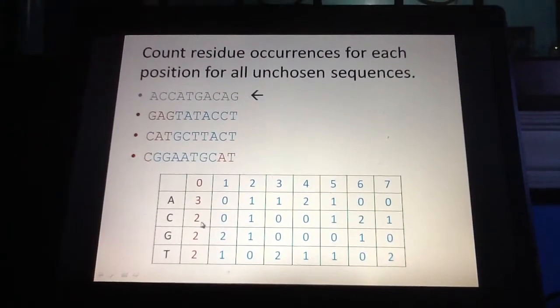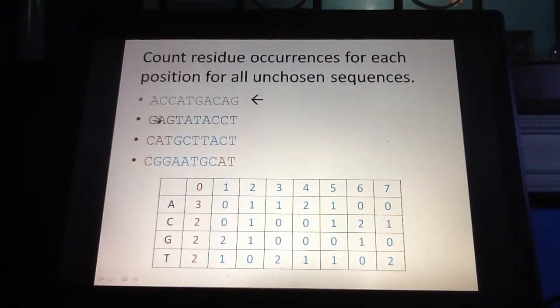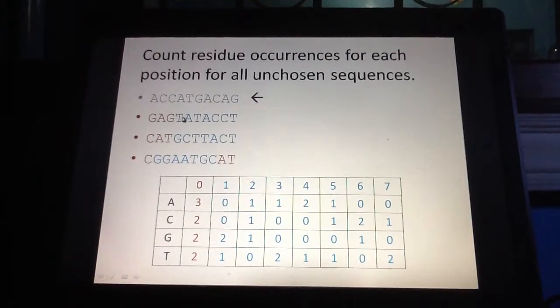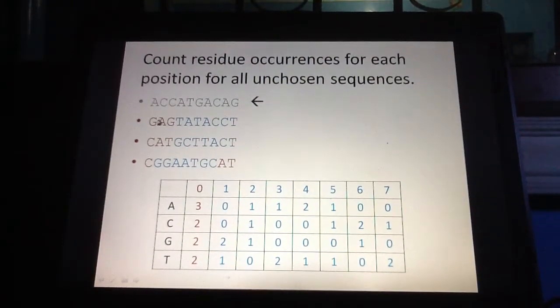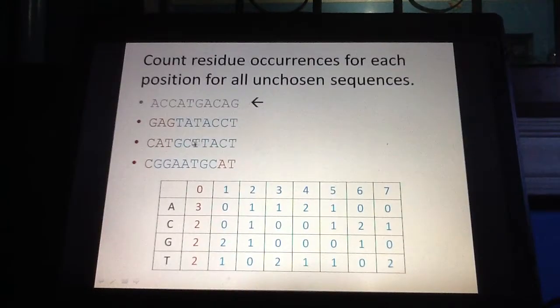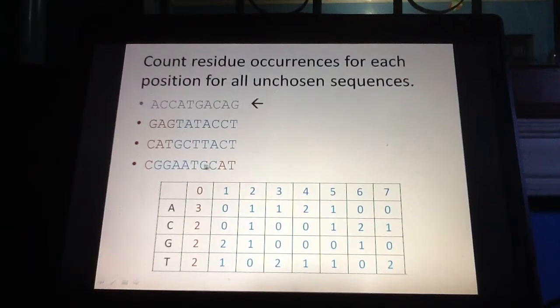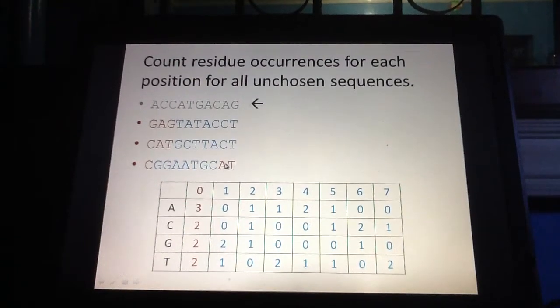And how you do it is you consider the parts of each unchosen sequence which are not part of the motif. So for instance, for the second sequence here, this is randomly chosen as the motif position, and these are not part of the motif. For the third sequence, this is randomly chosen as the motif position, and this part is not part of the motif. For the fourth one, this is the motif position, and this part here and this part at the end are not part of the motif.